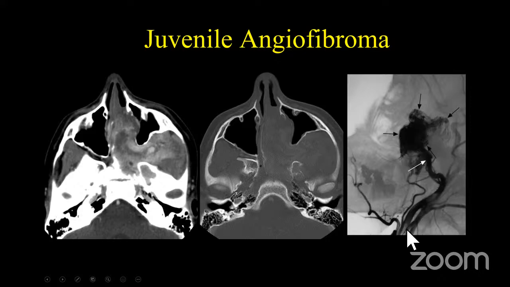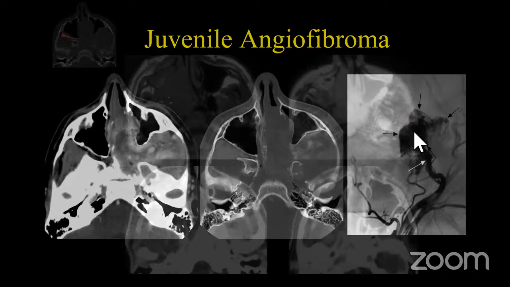And we can see this is a selective angiogram of the common carotid artery. This is a dilated internal maxillary artery, and you can see the internal maxillary artery supplies this juvenile angiofibroma.